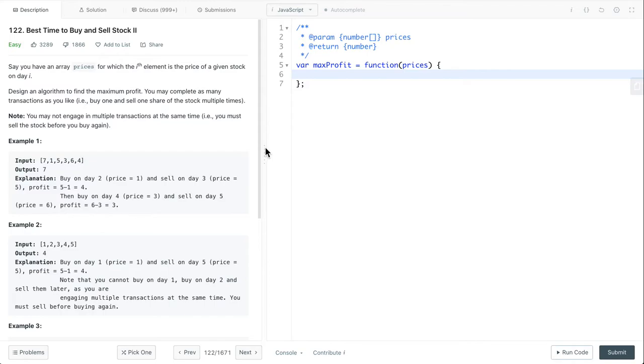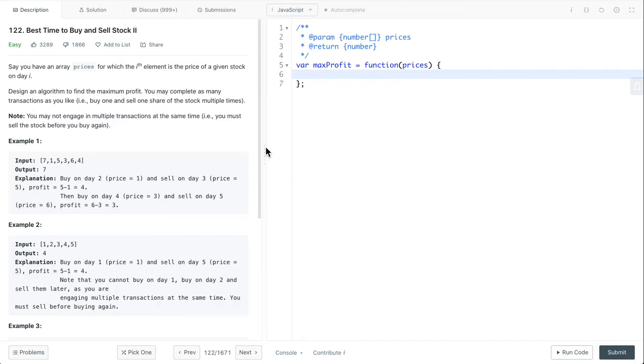The input is 7 1 5 3 6 4. The output is 7. So we can buy on day 2 at price 1 and sell on day 3 at price 5. The profit is 4. And then buy on day 4 at price 3 and sell on day 5 at price 6. The profit is 3. Adding them together, the profit is 7.